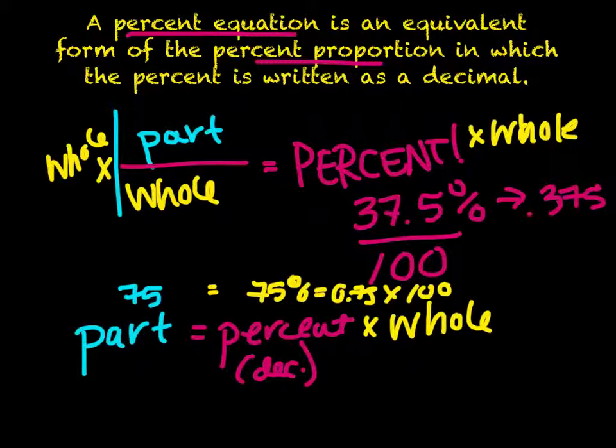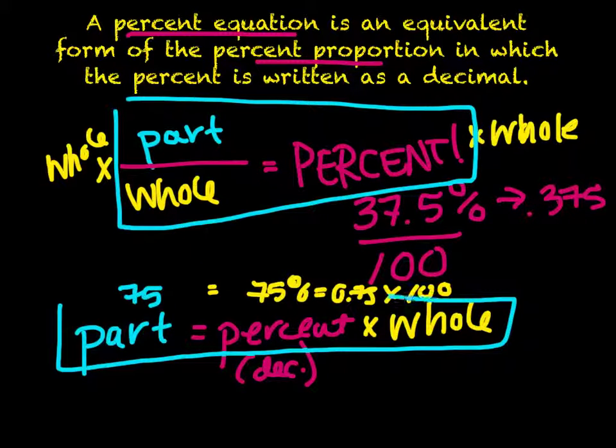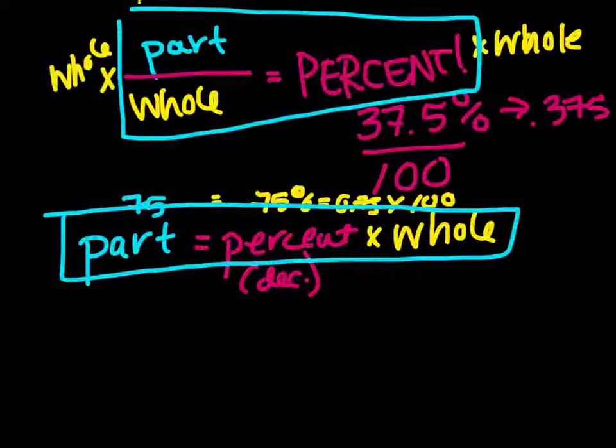You're going to see multiple forms. You'll see this version of the equation, and you'll see this version. You may also see another version where we're doing part divided by the percent, which will get us the whole number. So we'll play around with that.